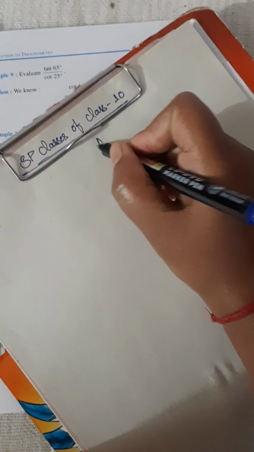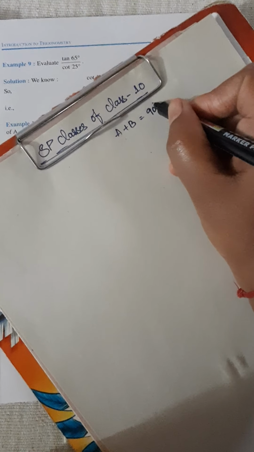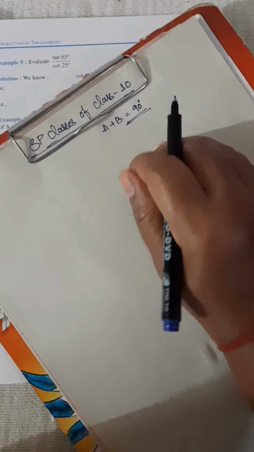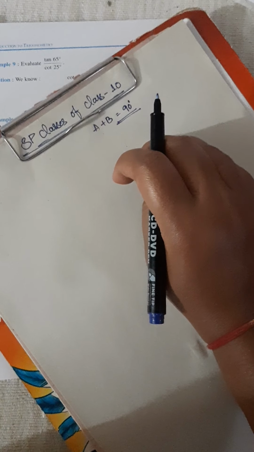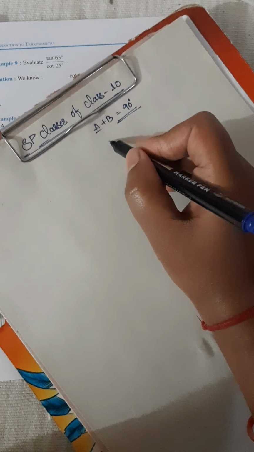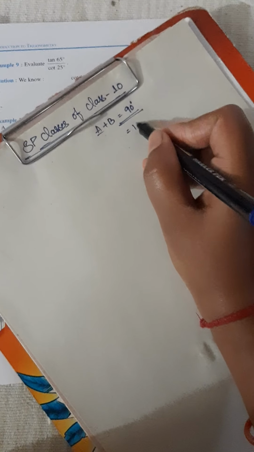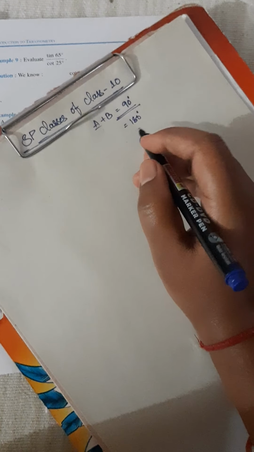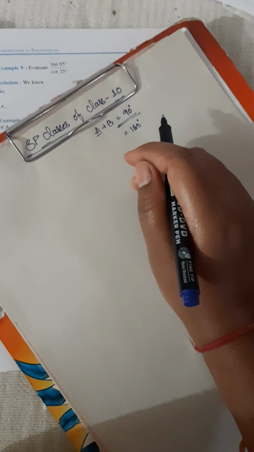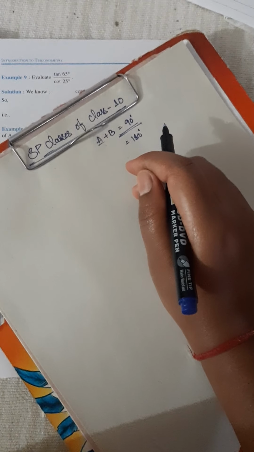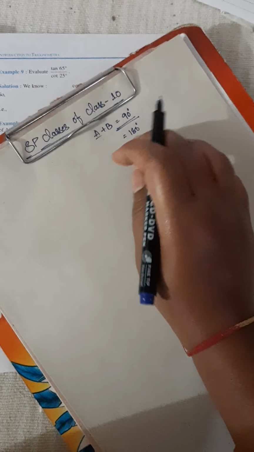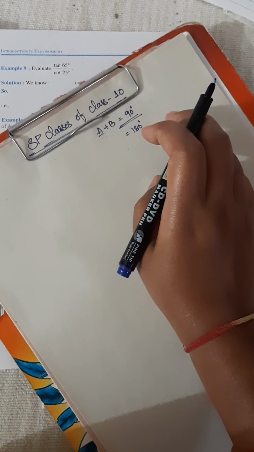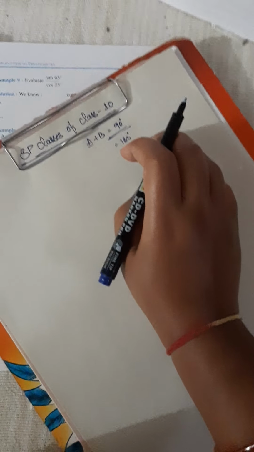When any two angles A plus B sum to 90 degrees, we call them complementary angles. If the sum of two angles is 180 degrees, we call them supplementary angles. And I will ask you one question: what do we call two angles whose sum is 360 degrees? You tell that answer in the comment box.